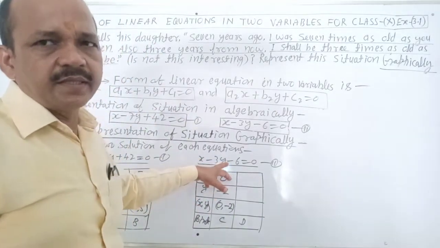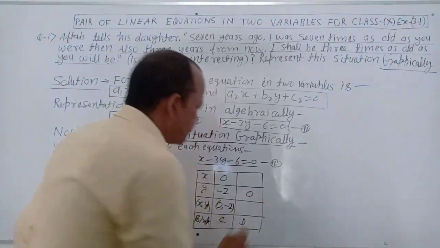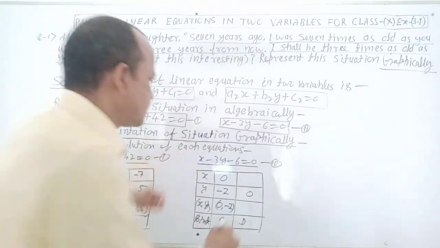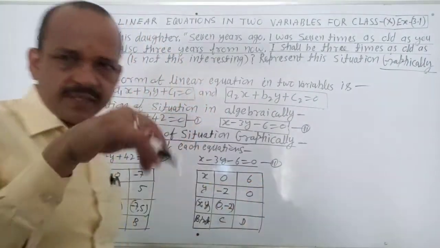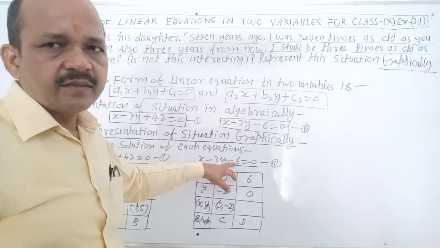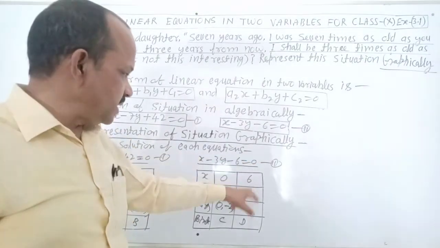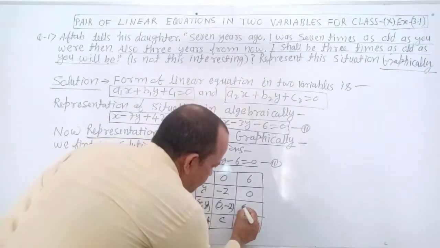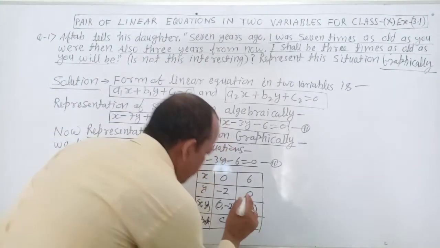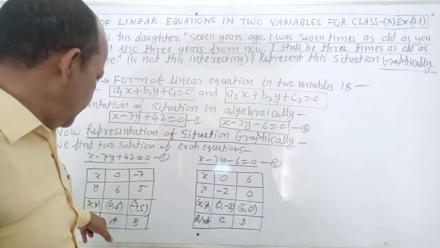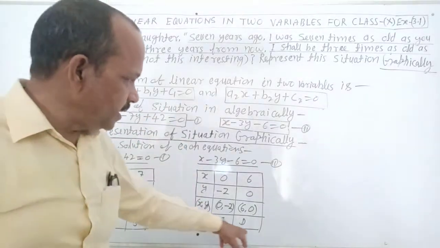Value of y is 0. Here 0. It becomes 0. Here you can write 6. Value of x is 6. Here plus 6 minus 6 becomes 0. It means it satisfies this equation. Clear? Coordinate is 6 and 0. You find the coordinates of points A, B, C and D.